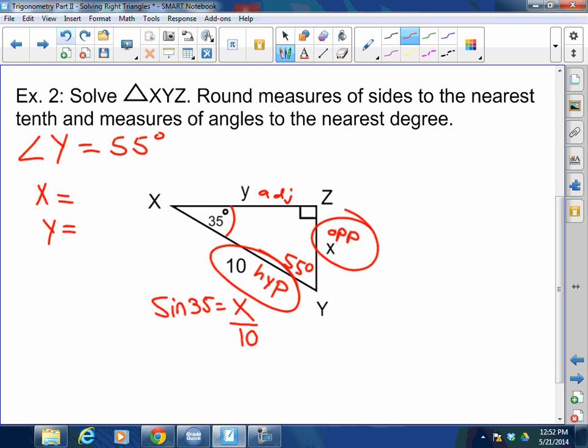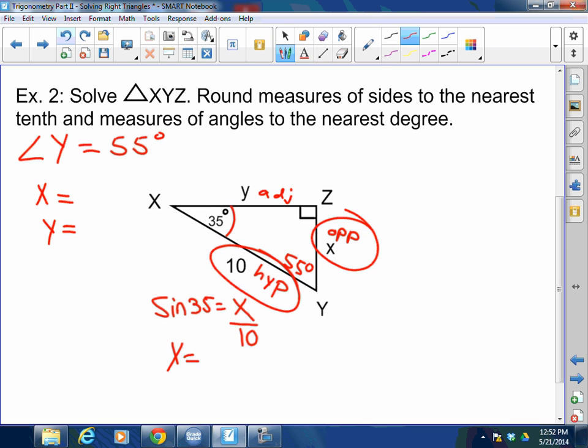Now this, unfortunately, guys, there is no other choice. You have to either use a table, which is the way I used to do it back when the dinosaurs roamed, or with a calculator. So you go sine of 35 times 10. What you get?